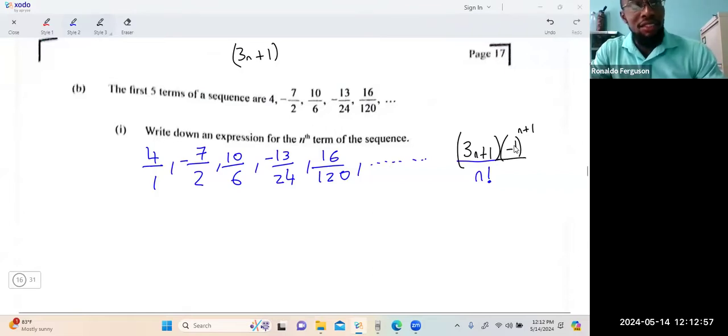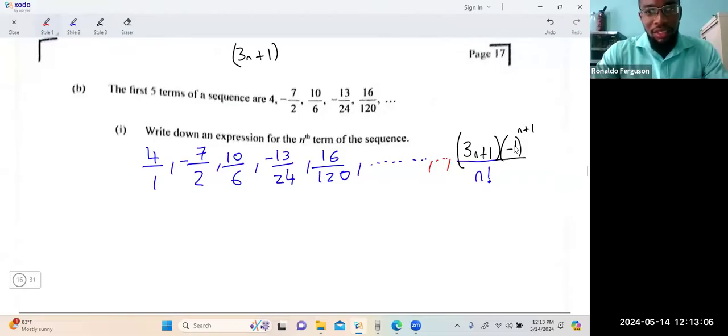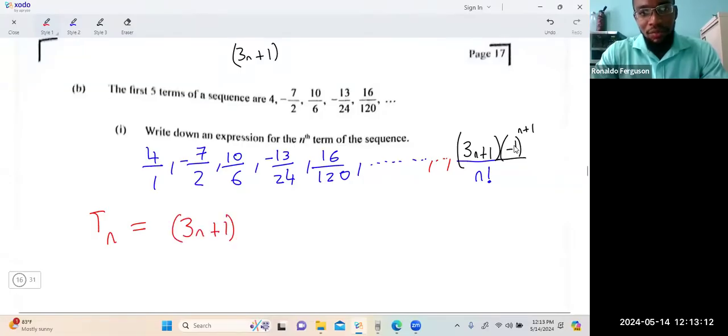But if I'm being honest, this might be tricky for students, but you can let me know, is this tricky? So the nth term is this right here. Let me call the nth term Tn: 3n plus 1 times -1 to the n plus 1 over n factorial.